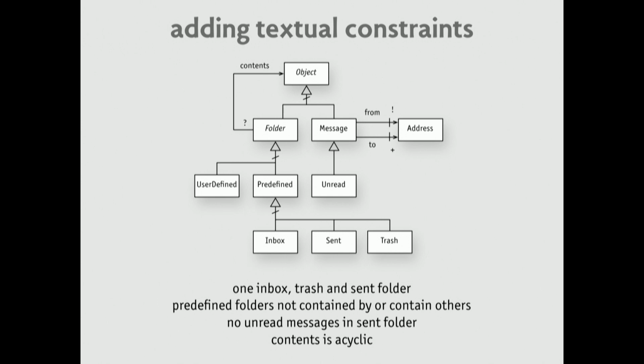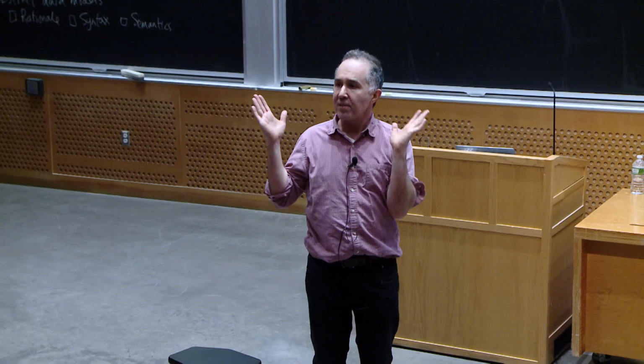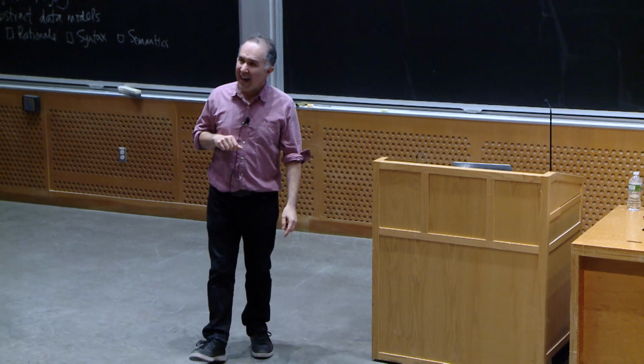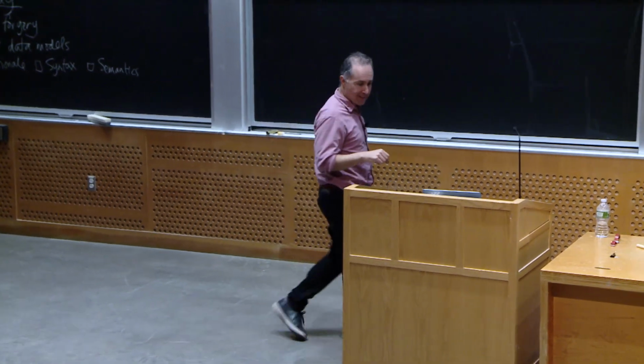The predefined folders shouldn't be contained by or contain others. That's an example Jackson was giving, right? But you presumably don't want to put the sent folder inside the trash, and then both of them inside the inbox. You probably don't want to put unread messages in the sent folder. I believe Apple Mail lets you do that, but that's kind of confusing. And although we've said that this content structure doesn't allow you to have two parents, we haven't said that it's not cyclic, right? Maybe A is inside B and B is inside A. That would be pretty bad if you could do that, right?